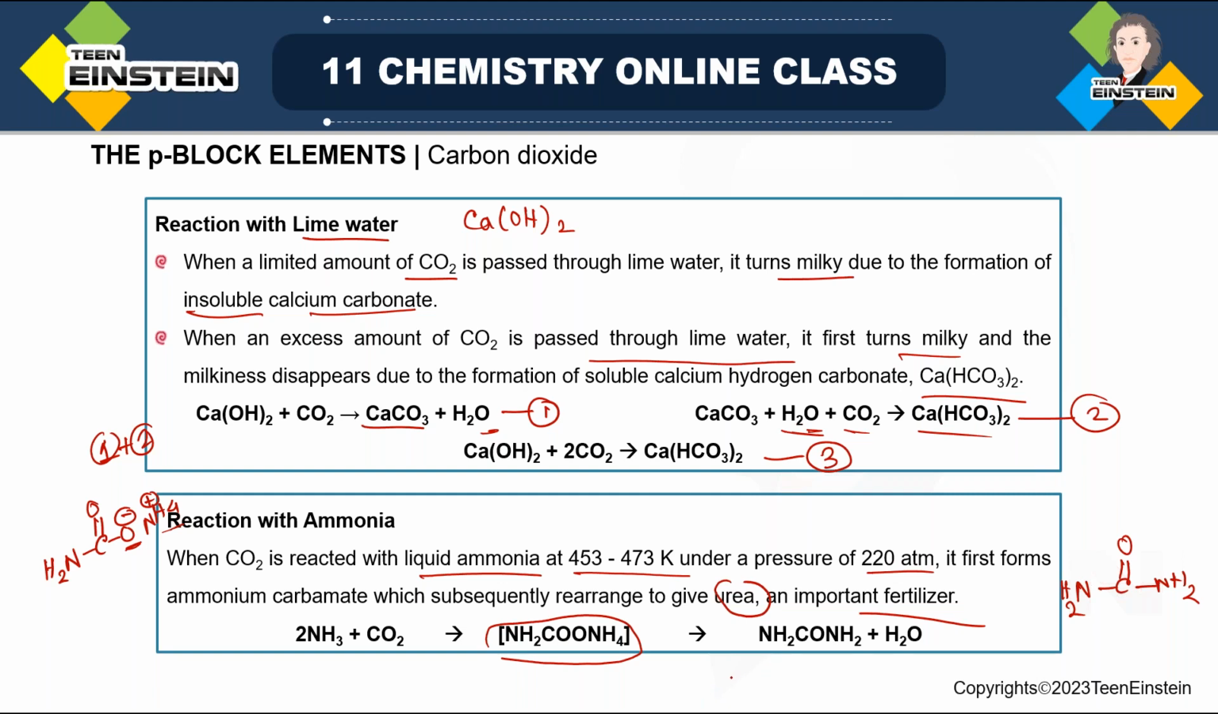So this reaction can be considered as one of the applications of carbon monoxide. We can use it for generation of urea, which is an important fertilizer.